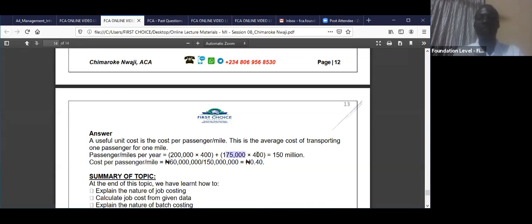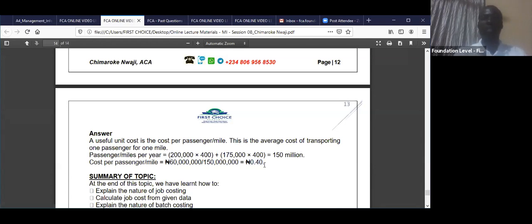So when you multiply by mile, everything is 150 million. That is the passenger per mile in a year. That means if you use the 150 million to divide the 60 million, this is the amount they should charge per mile. This is the minimum amount they can charge per mile.